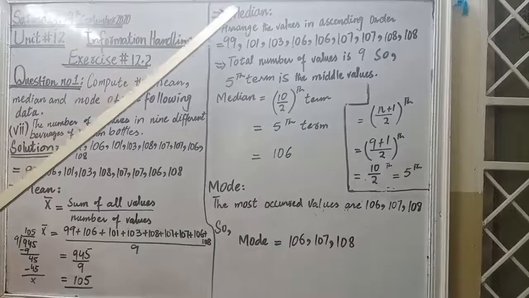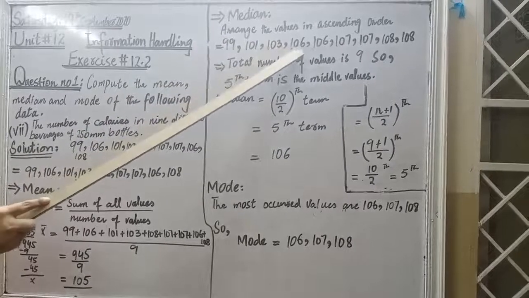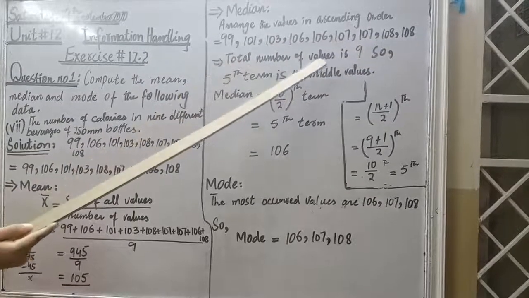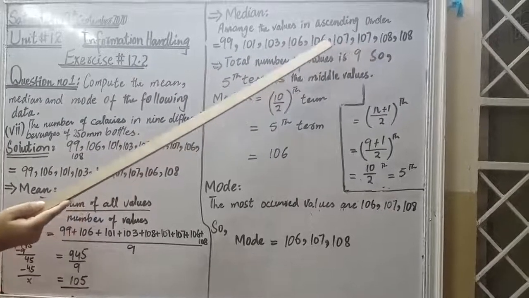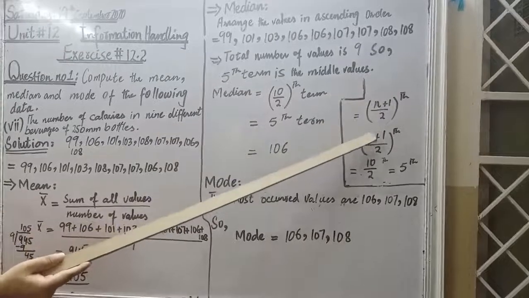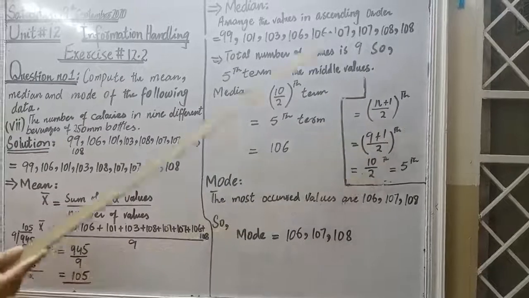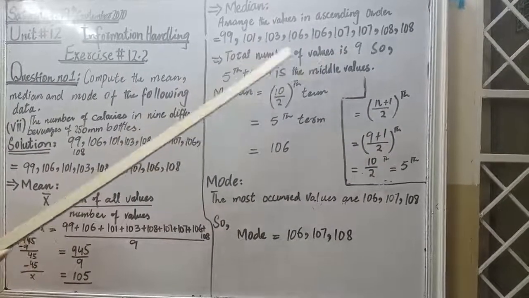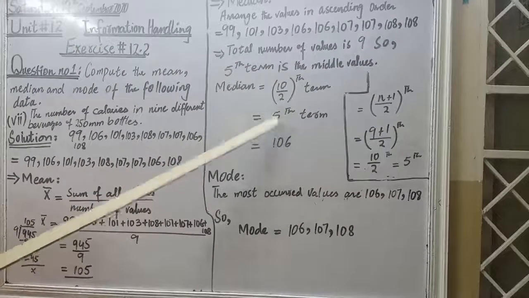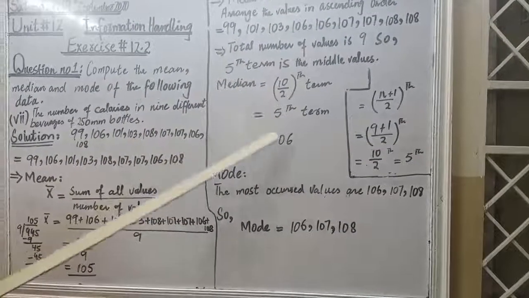Now median, arrange the values in ascending order first. So 99, 101, 103, 106, 106, 107, 107, 108, 108. Now the total number of values is 9, so these are an odd number of values. By using the odd number formula, n plus 1 divided by 2, 9 plus 1 is 10, 10 divided by 2 is the 5th term. So the fifth term is the middle value. Our fifth term, counting 1, 2, 3, 4, 5, is 106. So our median is 106.